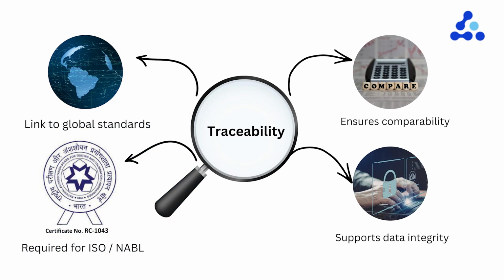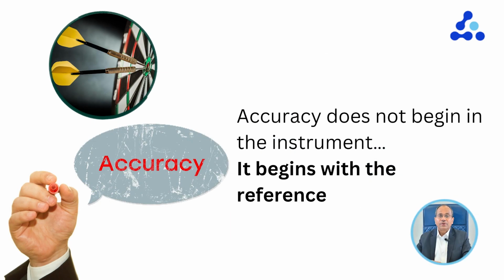Now let us talk about one of the most important aspects of a CRM, traceability. Traceability connects your result to a global chain of standards, ensuring reliability, comparability, and acceptance worldwide. Traceability not only improves comparability, it also strengthens confidence, consistency, and data integrity. It creates continuity and confidence across laboratories and over time. So, to recap once more, accuracy doesn't begin in the instrument. It begins with the reference you choose.